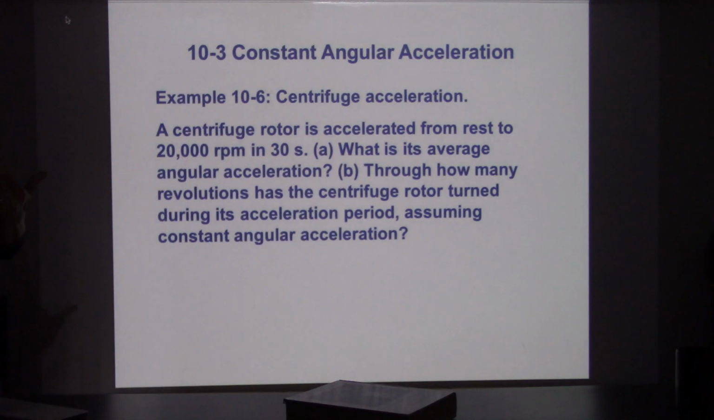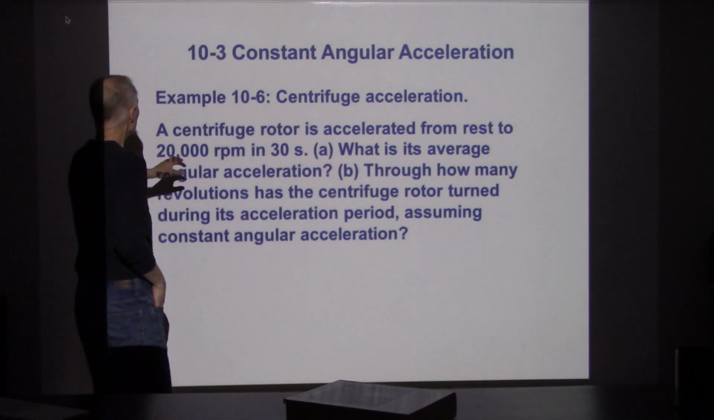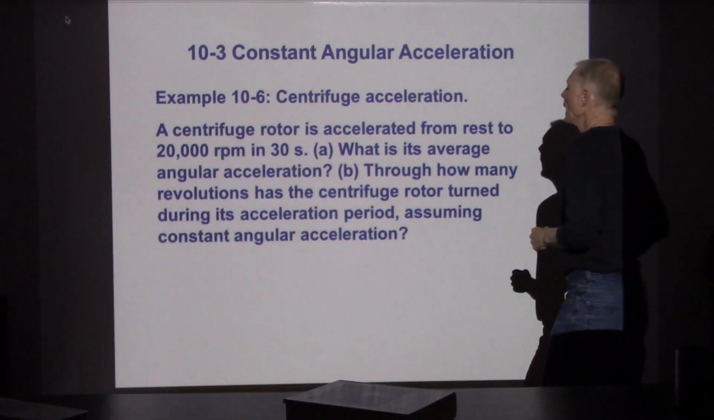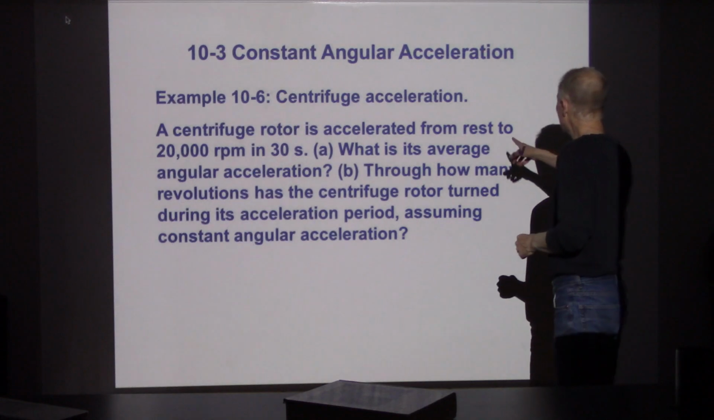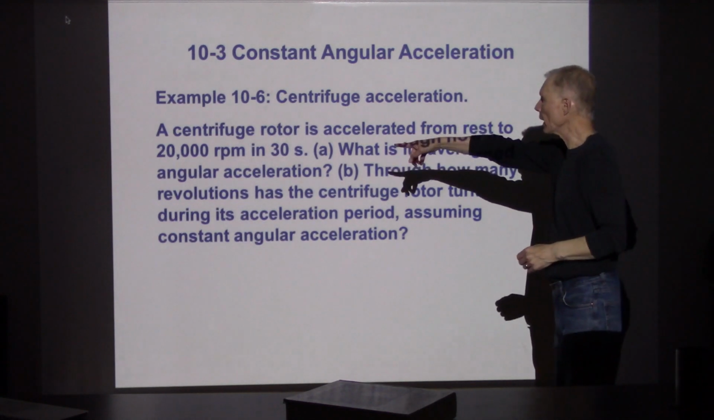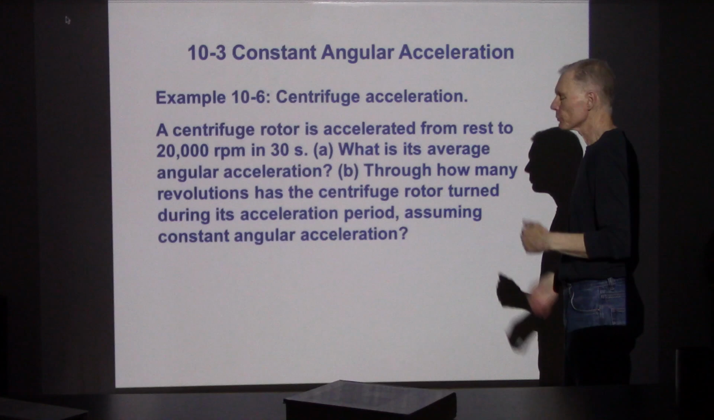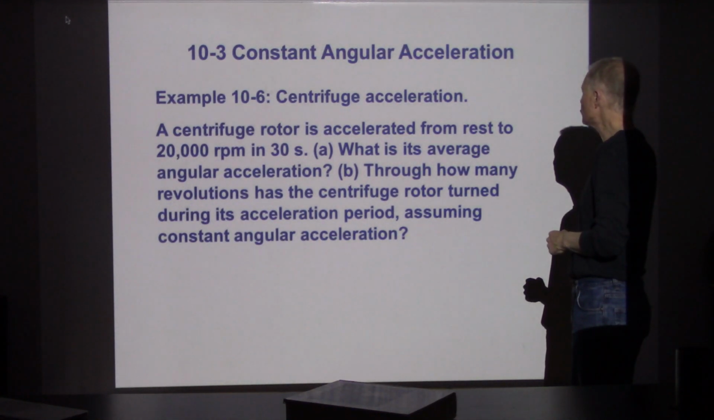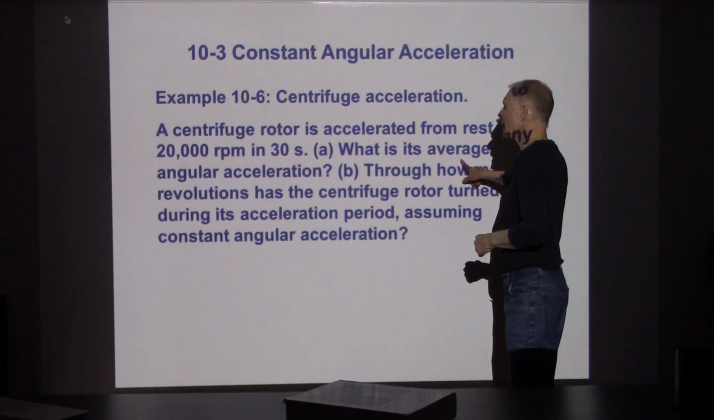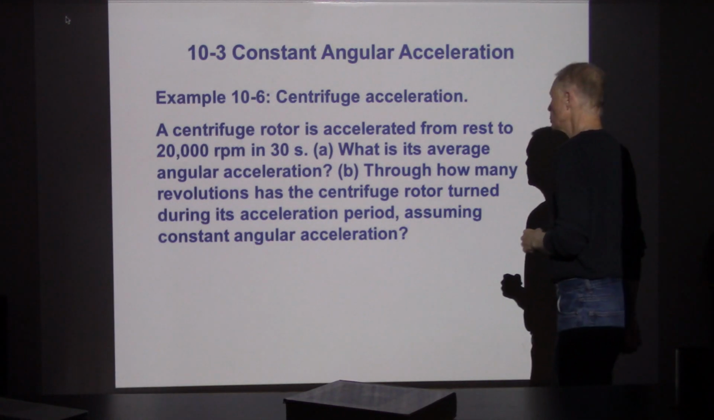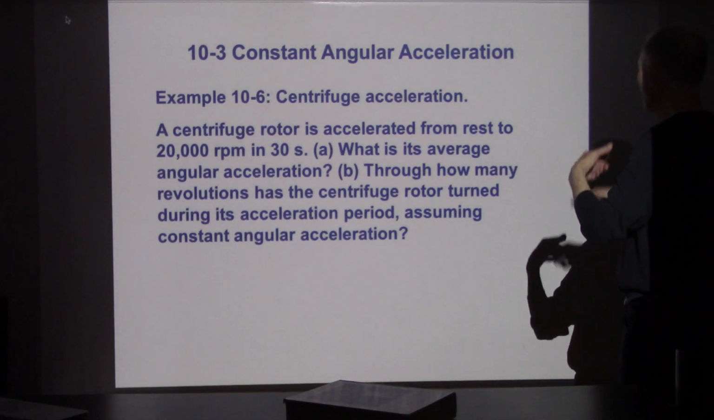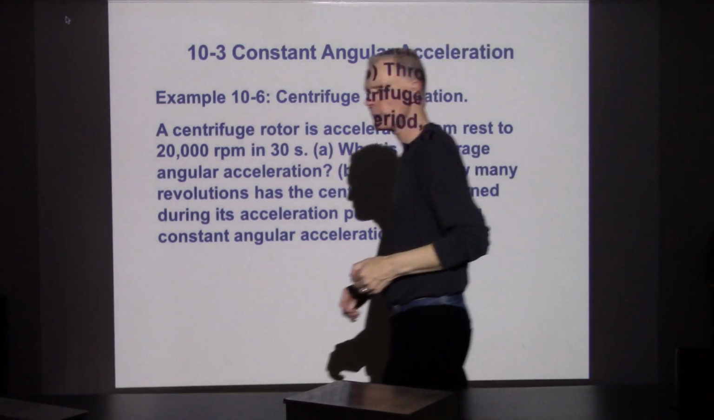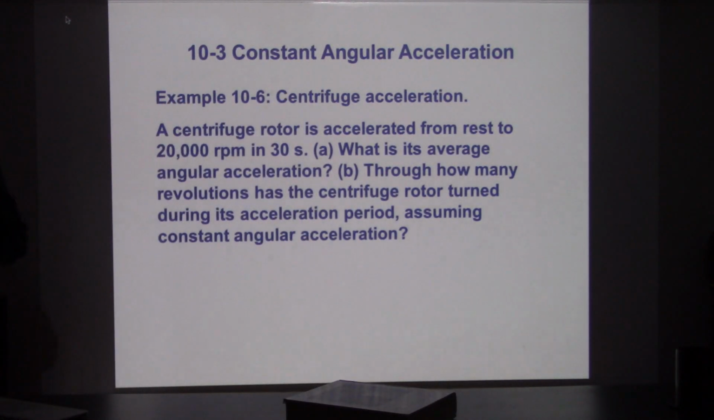So anyway, the specifications for our centrifuge are that it rotates at 20,000 RPM. That sounds pretty fast. And it accelerates from rest to this value, and it only takes 30 seconds. So it spins up to its 20,000 RPM speed in just 30 seconds. What is the average angular acceleration? And then it asks how many revolutions has it gone through during the time it was picking up speed. I like that question, right?